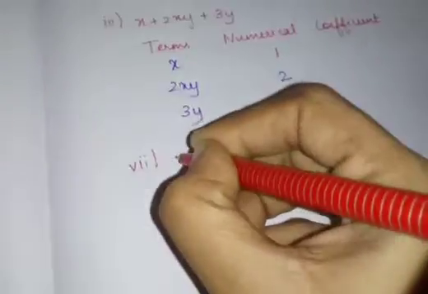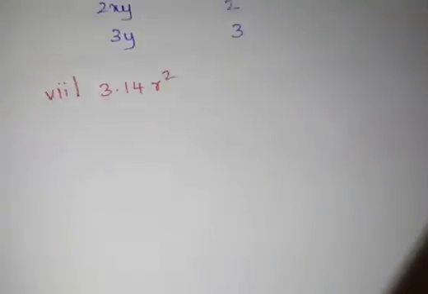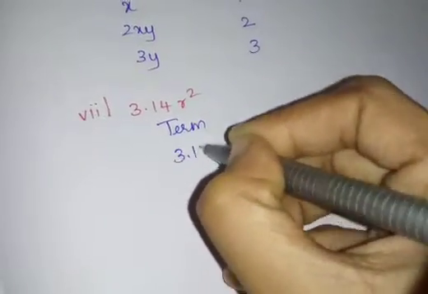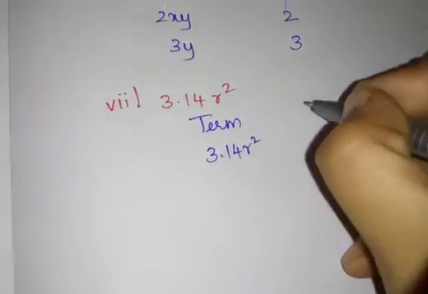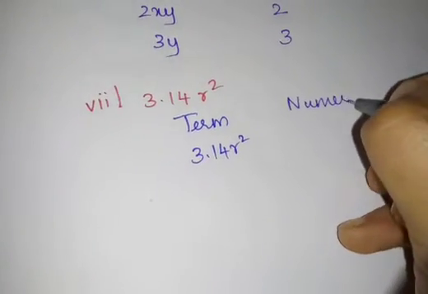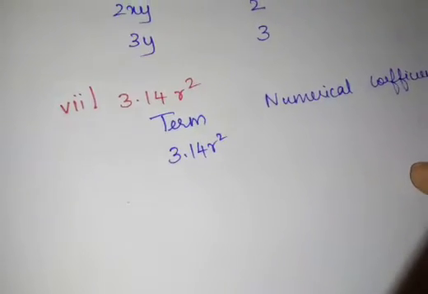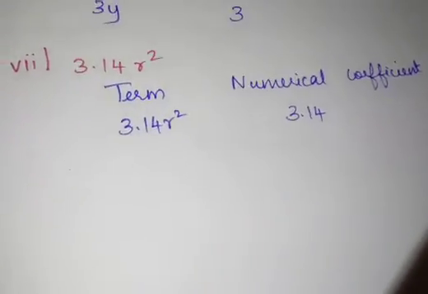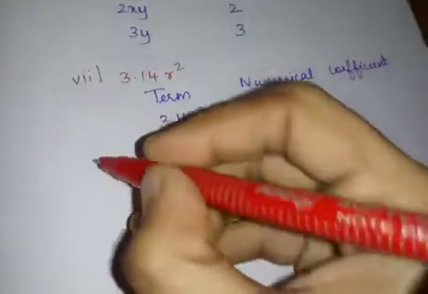7th problem, 3.14 r square. What is the term here? 3.14 r square, because only one term is given there. What is the numerical coefficient? The numerical coefficient is 3.14, because r square is a variable.